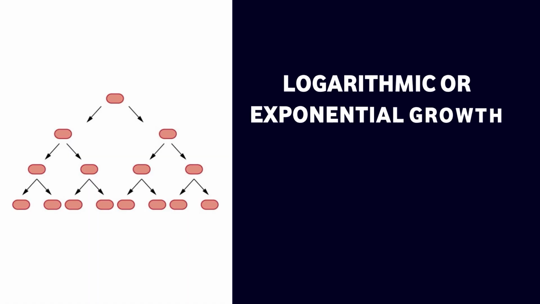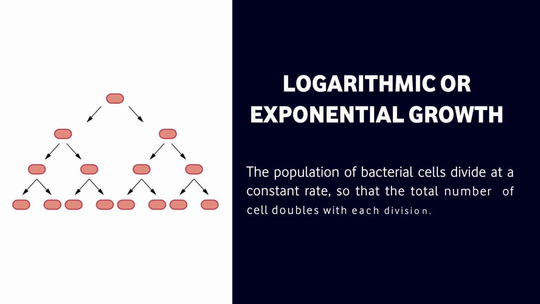So how do bacterial cells divide, or what kind of growth do you see in bacteria? Basically you see logarithmic or exponential growth in microorganisms or bacteria. What does it mean? The population of bacterial cells divides at a constant rate so that the total number of cells doubles with each division. It means one bacterial cell will give rise to two bacterial cells, and the two bacterial cells will give rise to four bacterial cells, and so on. This is known as exponential or logarithmic growth in bacteria.